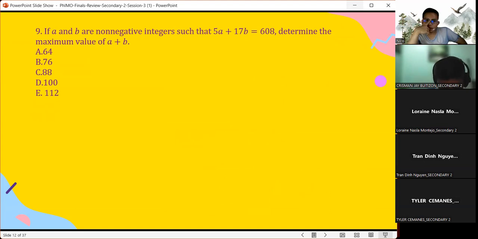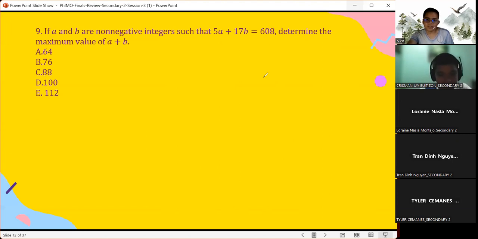If a and b are non-negative integers such that 5a plus 17b is equal to 608, determine the maximum value of a plus b. Now, we're back to this question. We're looking for the maximum value of a plus b. So, if we want the maximum value of a plus b, which one should we minimize, the a or the b? We should minimize the b and maximize the a.